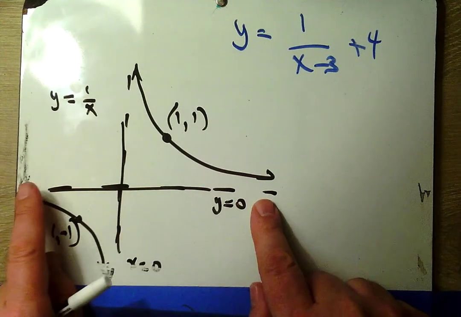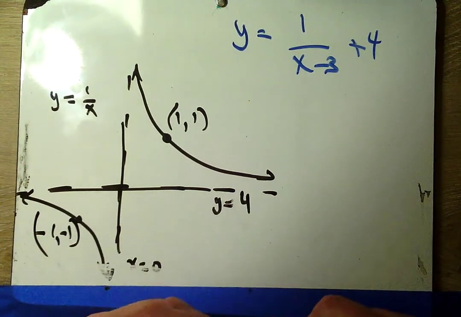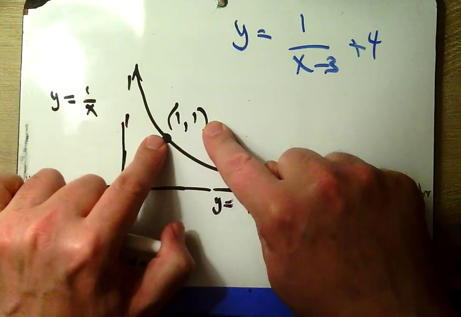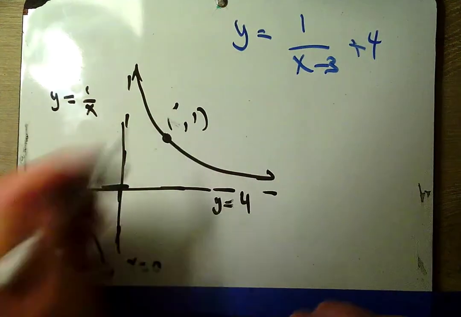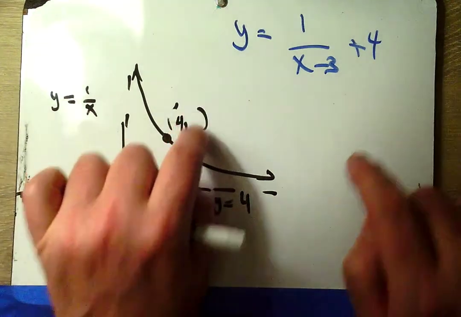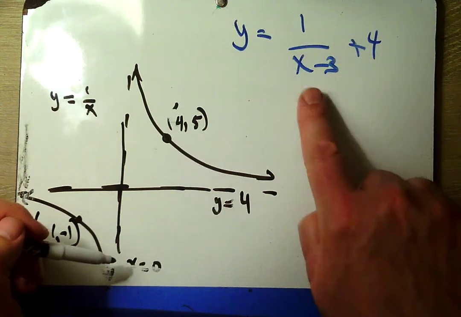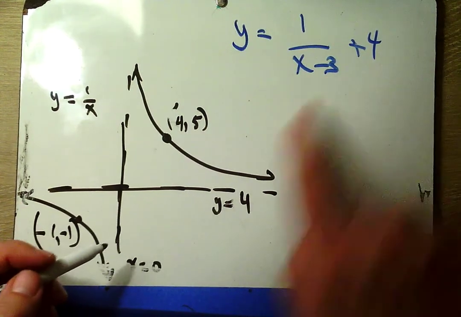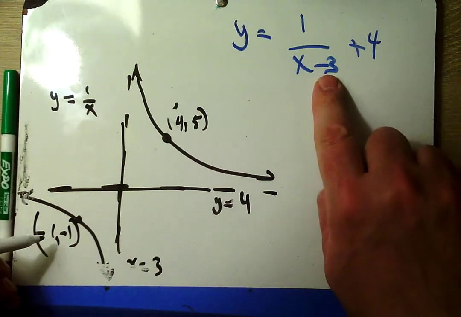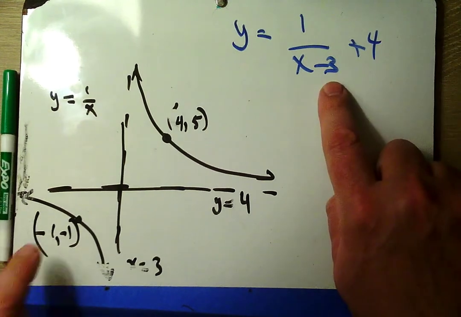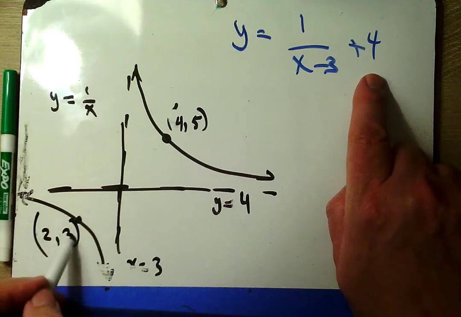So this asymptote, not going to be y equals 0, going to be y equals 4 now. This point, well, I move right 3 and up 4. 1 plus 3 is 4. 1 plus 4 is 5. My vertical asymptote, denominator equal to 0. I added 3 to all the x values, including this x value. So this now has to be 3. And over here, I'm adding 3 to the x's and adding 4 to the y's. So this one's going to be 2, and I'm adding 4, 3.